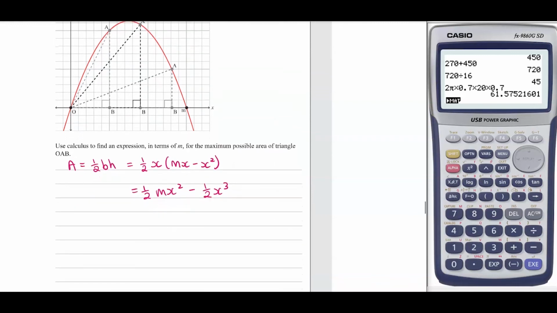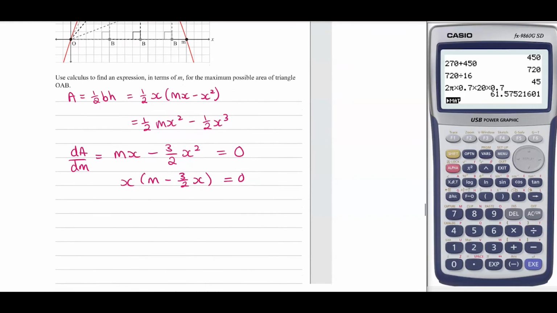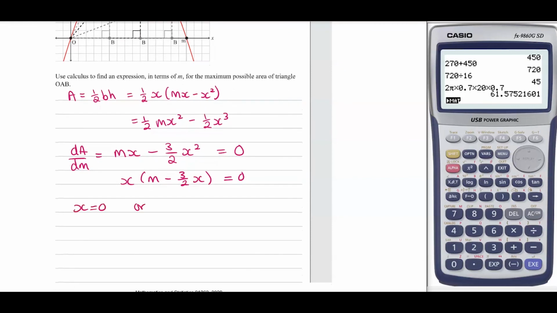Now to maximize things, we need to differentiate. So dA by dx. We bring the 2 down with the half, that multiplies through to 1. So we get mx minus, and then bring the 3 down, times it by the half, 3 over 2 x squared. Now we find maximums when that derivative is equal to 0. Take out a factor of x, so we can solve it, and it's looking like this. So either x is 0 or m minus 3 over 2 x is 0.